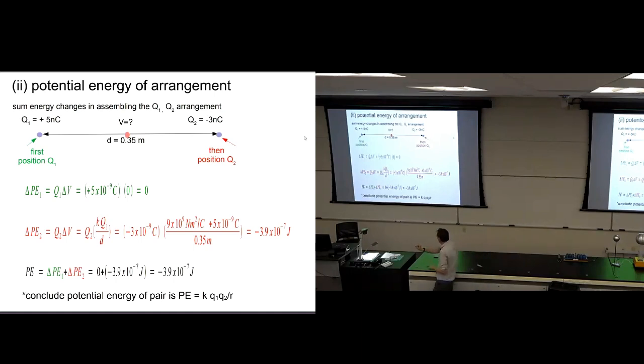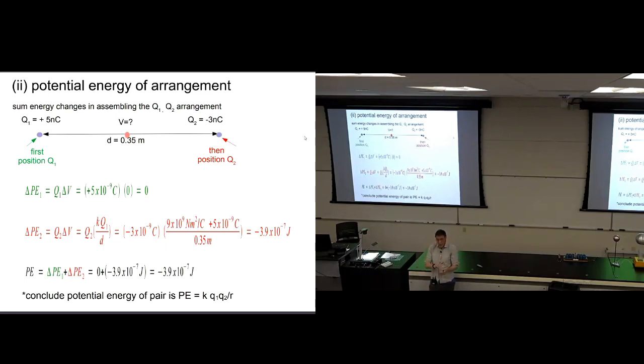You get one fleck of dust with 5 nanocoulombs, and you bring that into your kitchen and put it on the kitchen table. That's the first charge. Then you find another fleck of dust that has minus 3 nanocoulombs of charge, and you bring that into your kitchen and put it on the table 35 centimeters away from the previous one. You've built the arrangement of charge. If you tracked how much energy it cost to bring in the first fleck of dust, 5 nanocoulombs, and how much energy it cost to bring in the second, minus 3 nanocoulombs, those amounts of energy would be the stored energy.